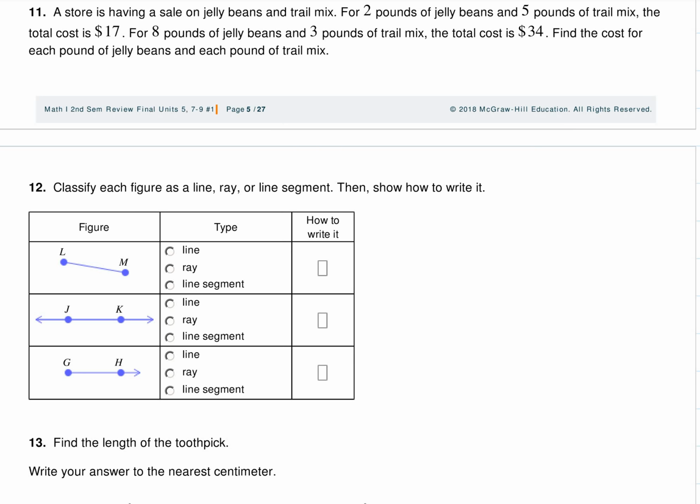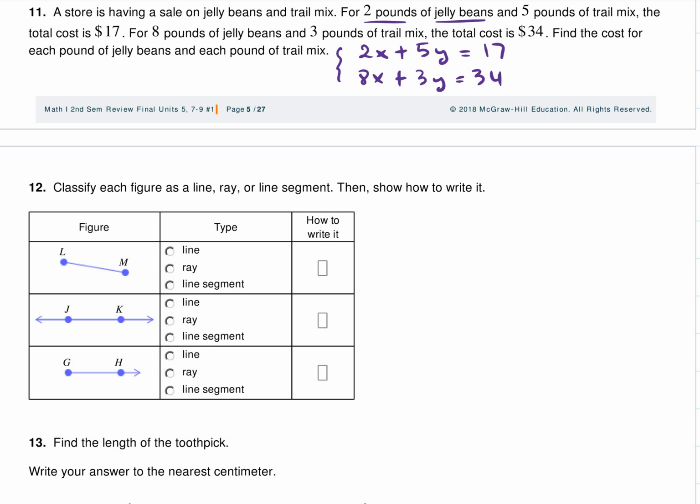So first, let's say X is the cost of jelly beans, and Y is the cost of trail mix. We have 2 pounds of jelly beans and 5 pounds of trail mix, so we have 2X plus 5Y. The total cost is $17. And the second one is 8X plus 3Y equal to 34.